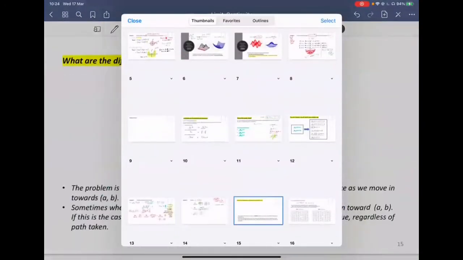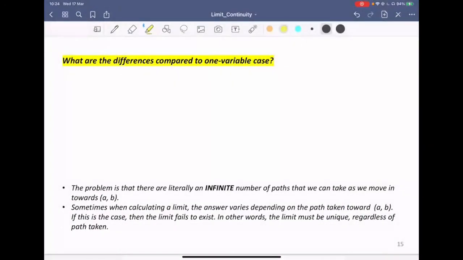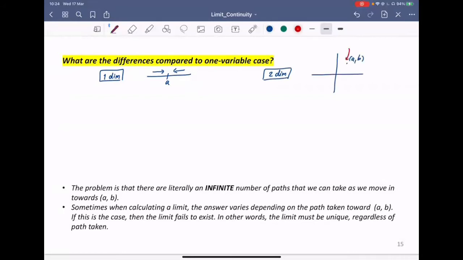So I'm going to go back to that page. What are the differences compared to the 1 variable case? Well, I am going to draw a picture here again. In one dimension, you have a here, and you have limits only from the left hand and right hand. But in two dimensions, you have the point a, b here, and then you can have any line you want, as long as it approaches a, b here.